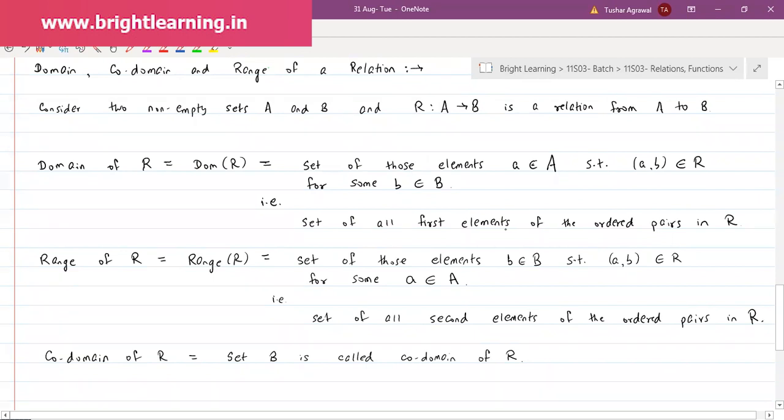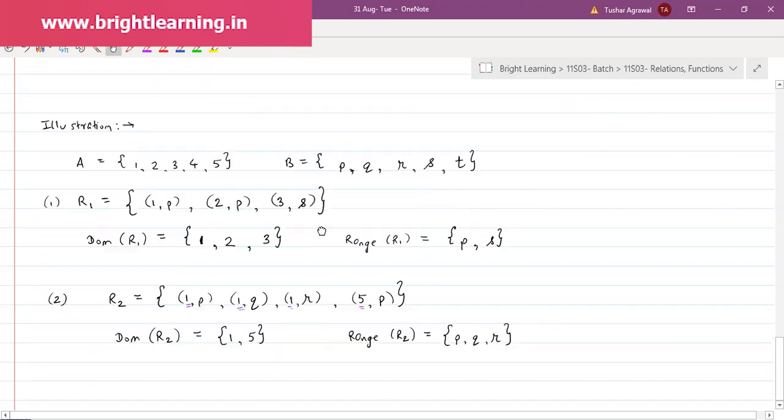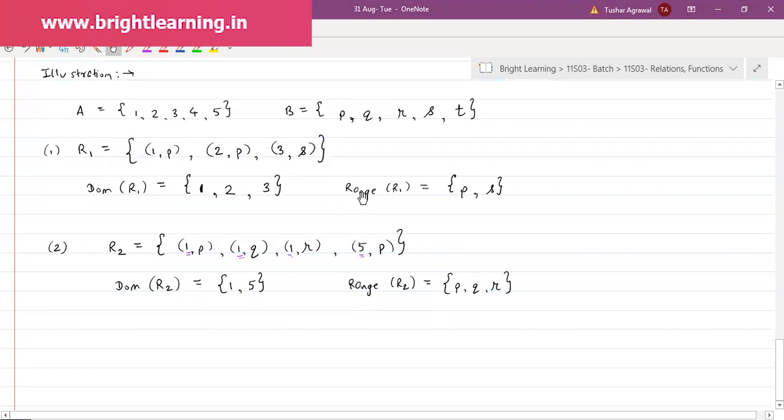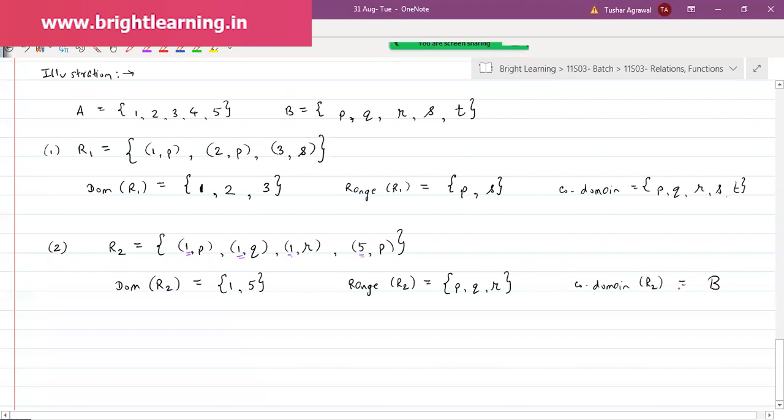Set B is given a special name, codomain. A is not given any special name. Why it is so, I don't know. The complete set B will be the codomain. So here, if I tell you this is the domain, you have to find the range. You can find the codomain of R1, which is obviously set B only. You can simply write the letter B or write all the elements. Codomain of R2 will be equal to set B only. Nothing new. Okay, is this clear?